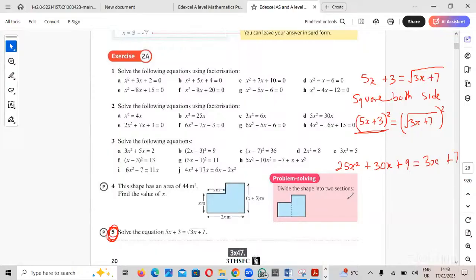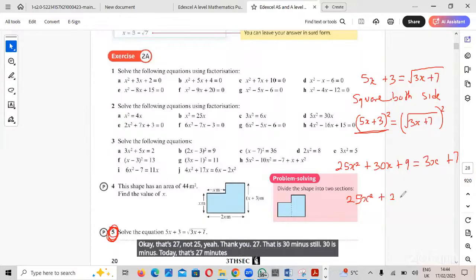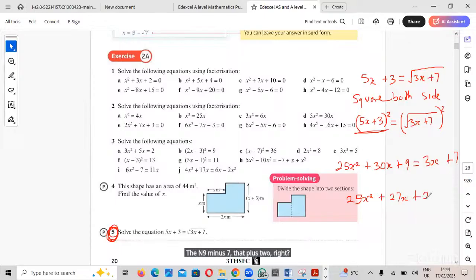So it could give us 25x squared. Move this one, that will give us plus 25x. Then 9. 27x, sir, not 25. Okay, that's 27, not 25. Yeah, thank you. 27, that's 30 minus 3. 30x minus 3, that's 27x. That's correct. Then 9 minus 7, that's plus 2, right? Yes, sir. Is equal to 0.